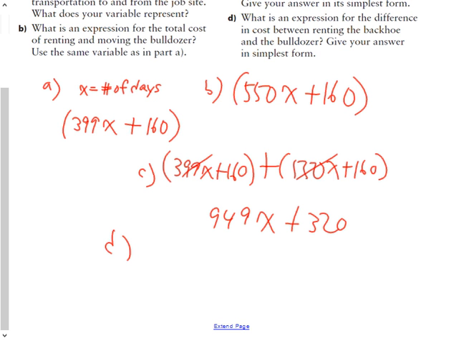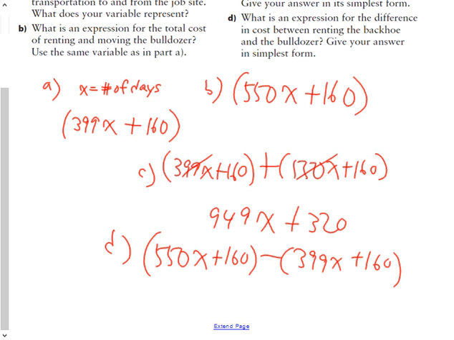And finally, D, what's the difference between the cost of renting a backhoe and the bulldozer? Give your answer in simplest form. Well, if we say the cost of the bulldozer is this, take away the cost of the backhoe, which is this. Now that I'm subtracting, that's what difference means. Difference means subtraction. I'm going to keep the first polynomial, change to addition, and use the opposite in the second.